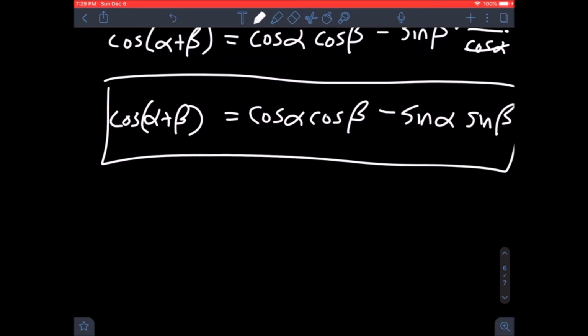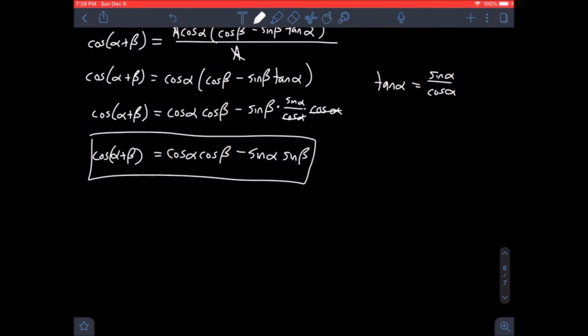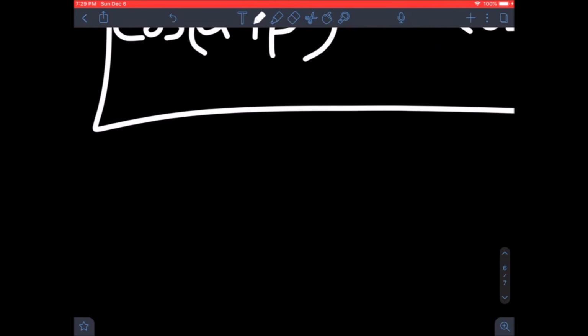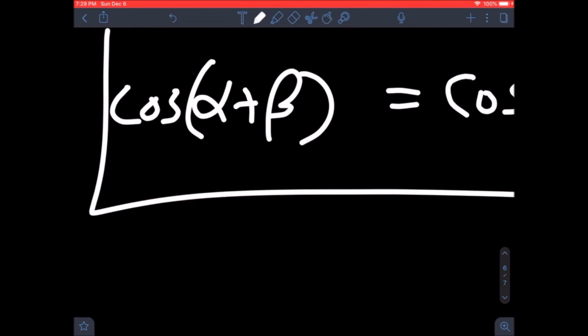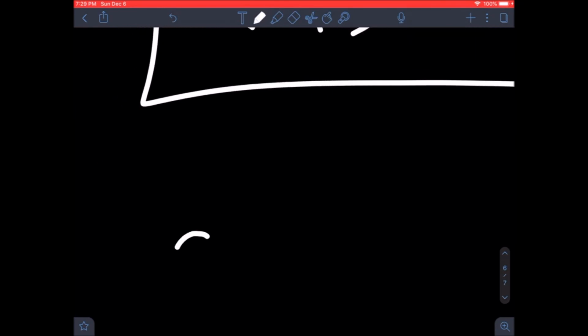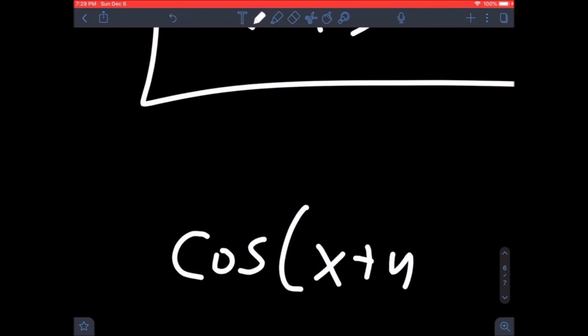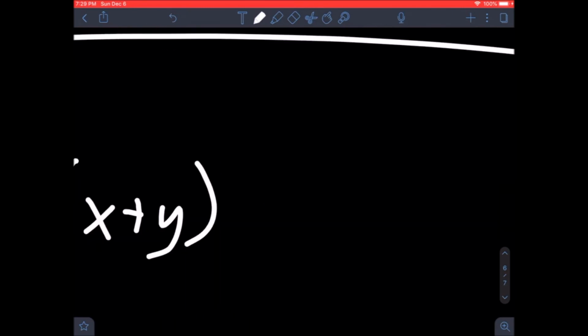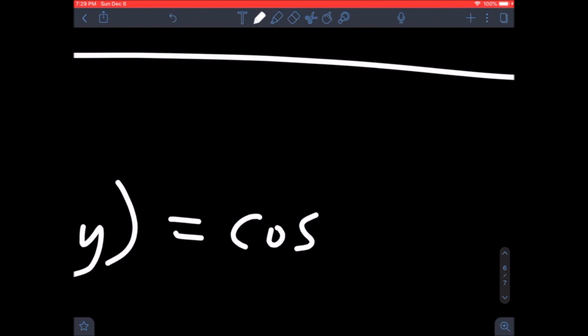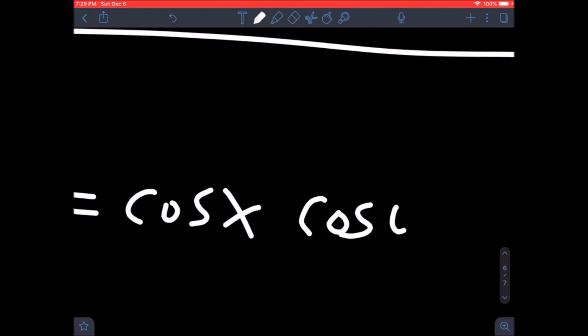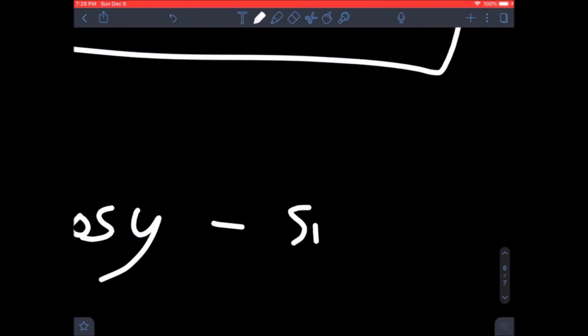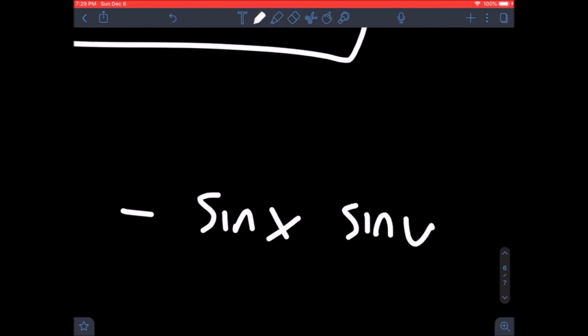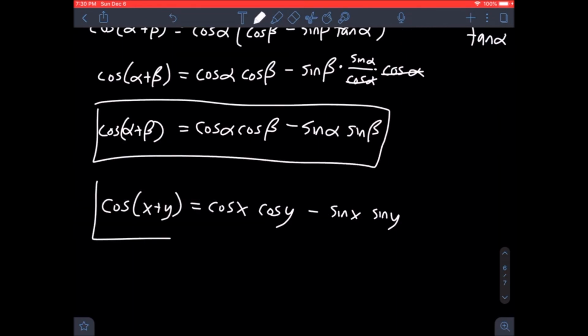So this is basically it. In the beginning of the video, I had cosine of x plus y. If you want to see what it looks like, instead of alpha plus beta, I'm just going to use x plus y. So if we change up the variables, the cosine of x plus y is the cosine of x times the cosine of y, minus the sine of x times the sine of y. And that is what we have.